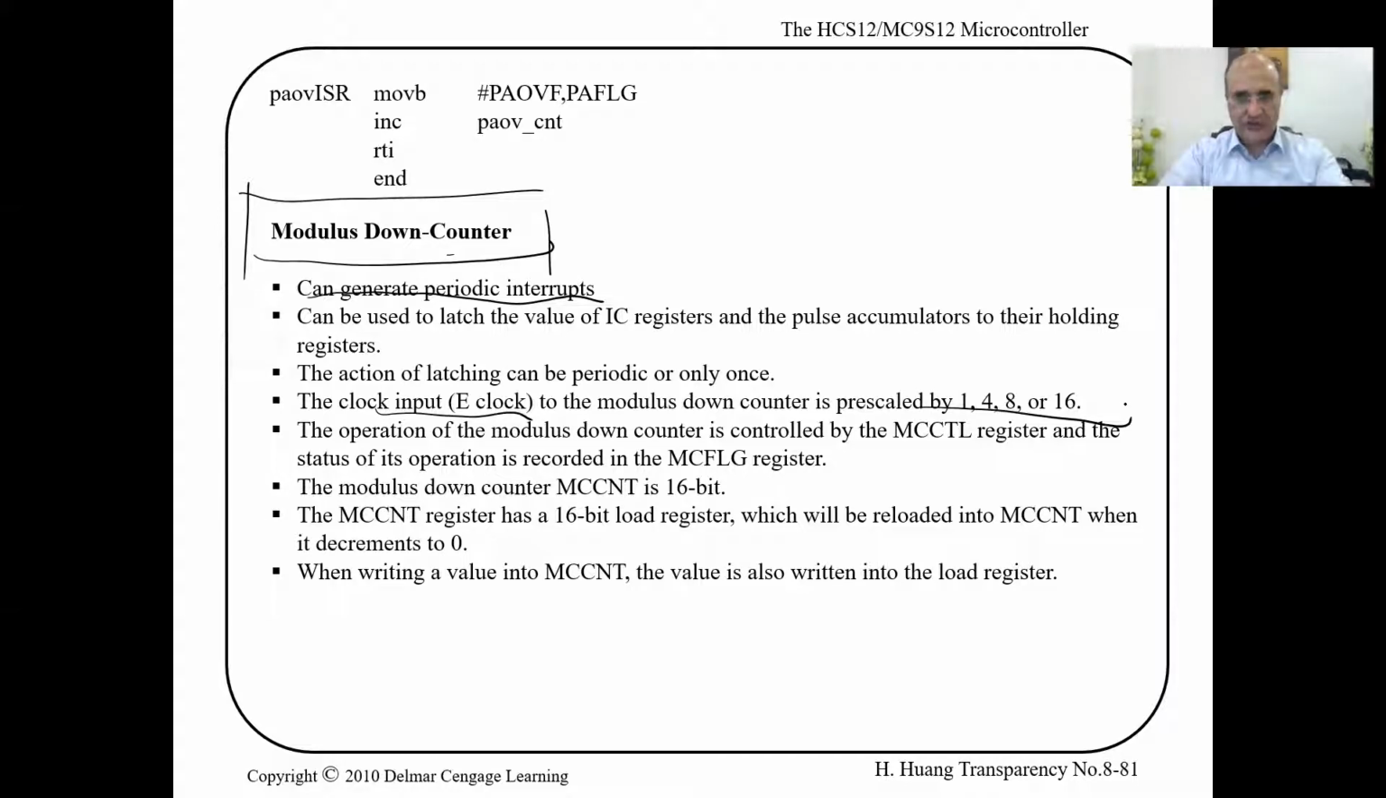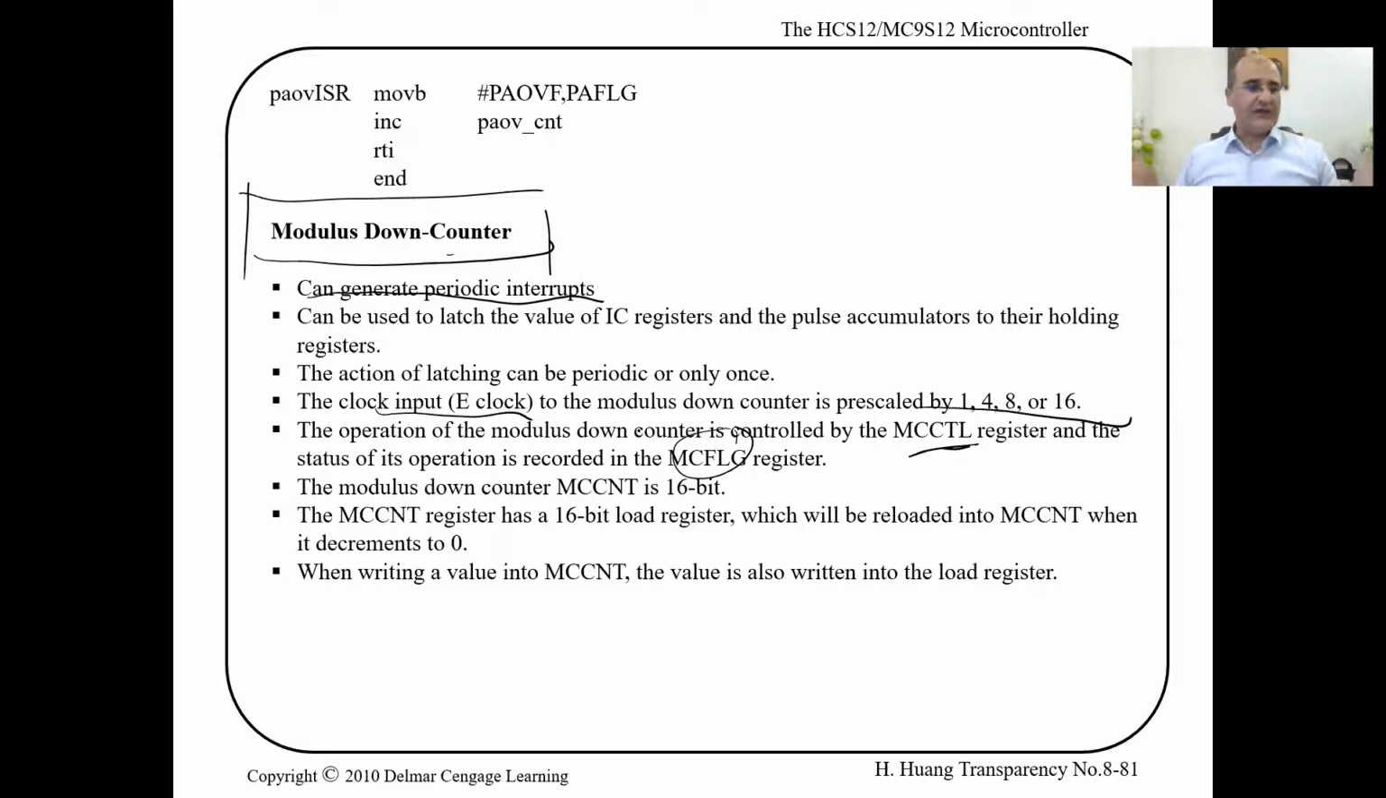We have the control registers. The modulus down counter is controlled by the MCCTL register. It has a flag register. When it reaches 0 and you trigger it again, it will go back to 65,535, which we call an underflow. Where TCNT has an overflow, here it's an underflow, okay? And you can generate an interrupt based on that.